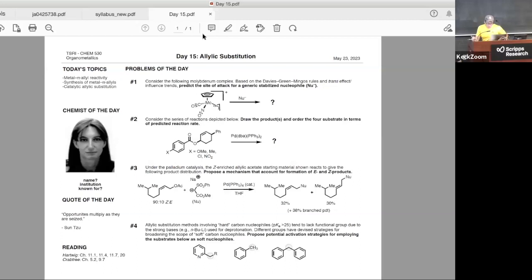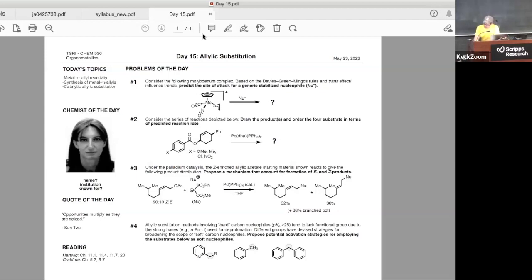Organometallics. We'll pick up where we left off and finish up a few notes on Wacker-type alkene additions, and then that will provide a natural segue into the main topic of today's lecture, which will be allylic substitution reactions.